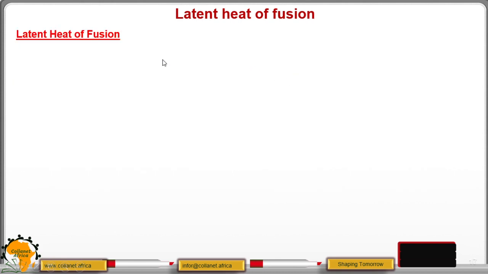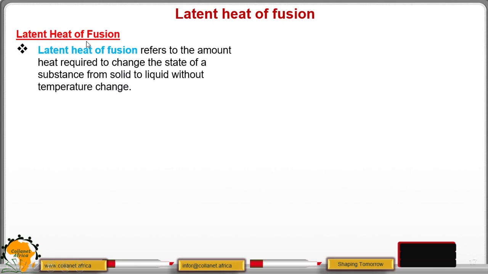From there, we can move to the latent heat of fusion. We have defined the word latent heat. But when we talk of latent heat of fusion, we say that this is the amount of heat required to change the state of a substance from solid to liquid without change in temperature. Here we are specific. We don't just say that it is the change of state. We are saying that those substances are being converted from solid to liquid. Therefore, the heat energy required to melt an object from solid to liquid is what we call the latent heat of fusion.